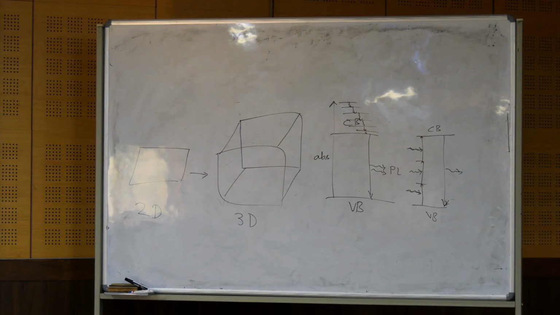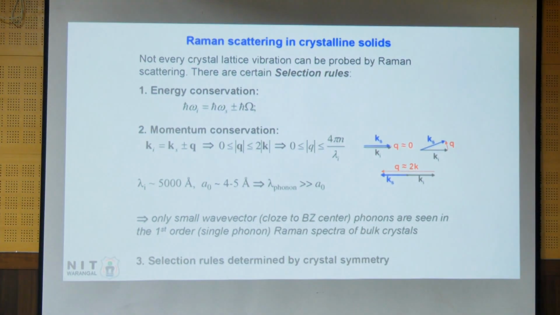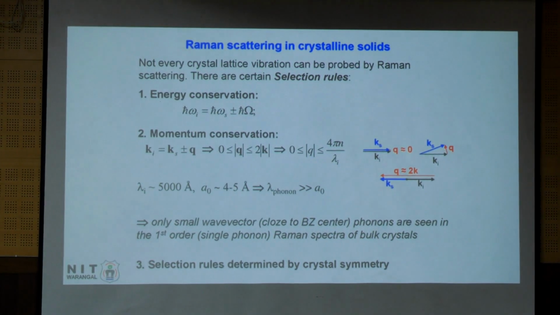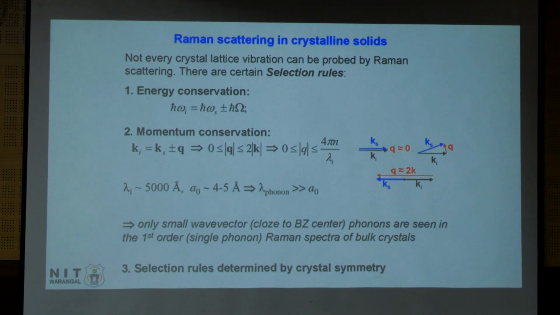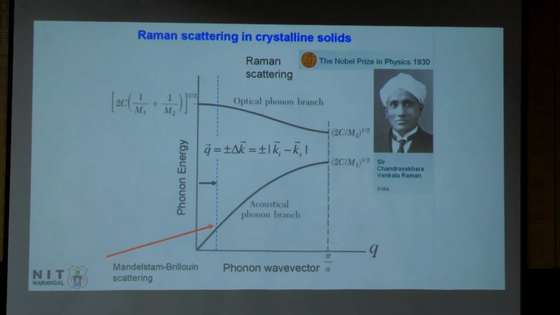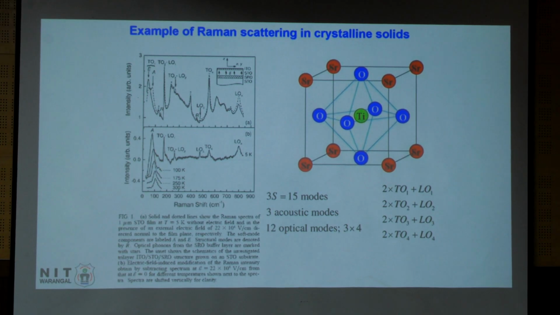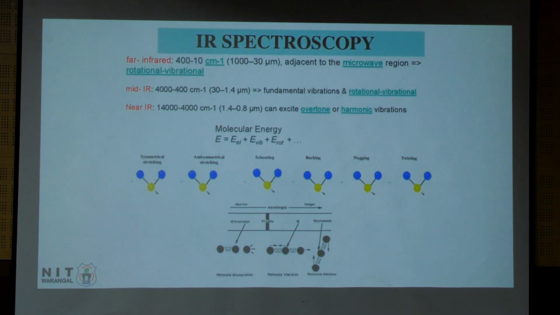So Raman scattering in crystalline solids, you have different selection rules. Energy conservation has to be maintained, momentum conservation has to be maintained. Selection rules should be determined by the crystal symmetry. All the crystal symmetry also one has to take care of. I'm just skipping all this. For various materials you can find out the LO, TO type of modes. So there are various things you can calculate and you can just go through that.